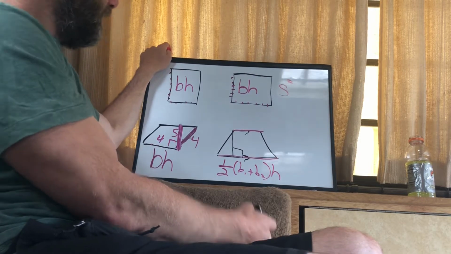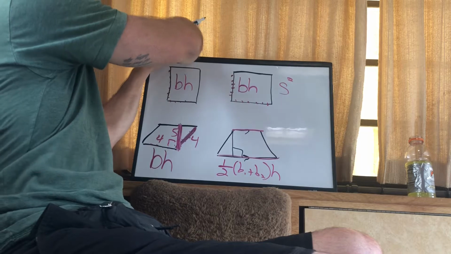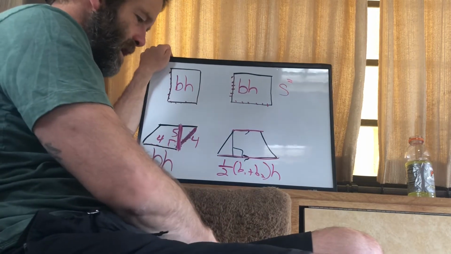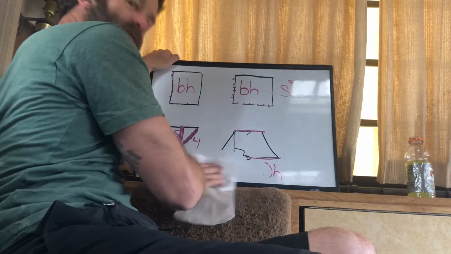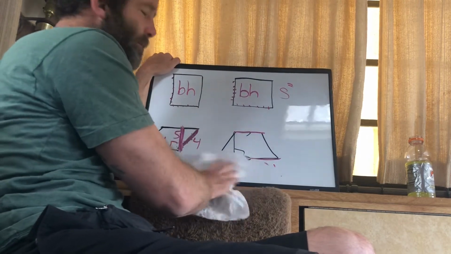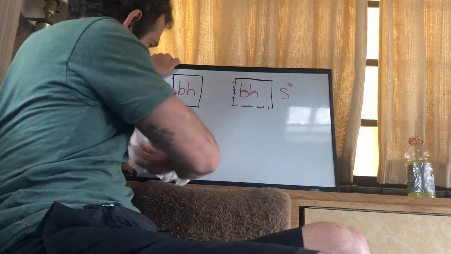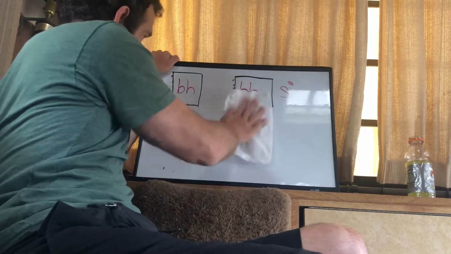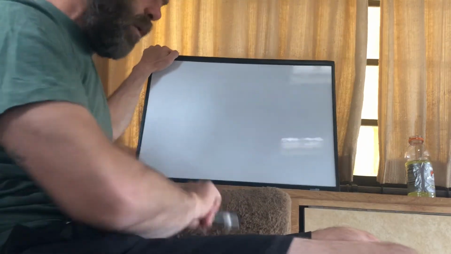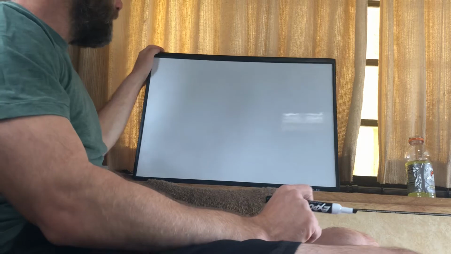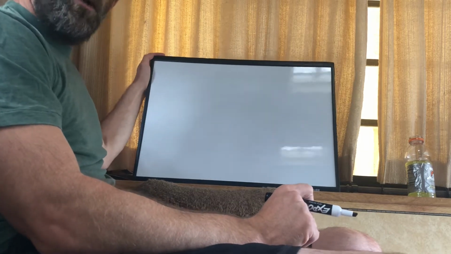All right, anyways, these are your four formulas. But technically, it's not really four formulas. It's just one formula. It's base times height, unless it's a trapezoid. So let's do a couple example questions.